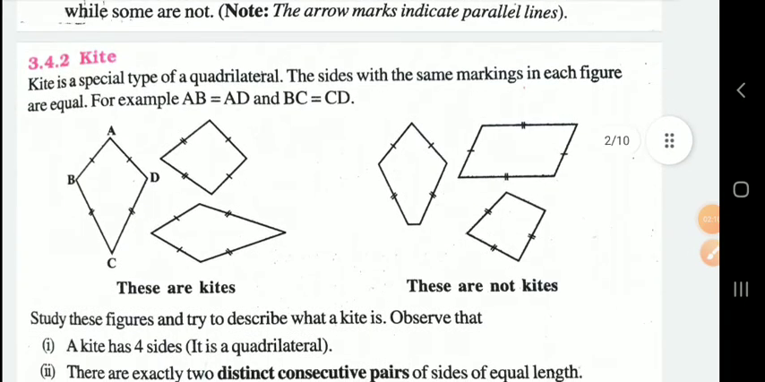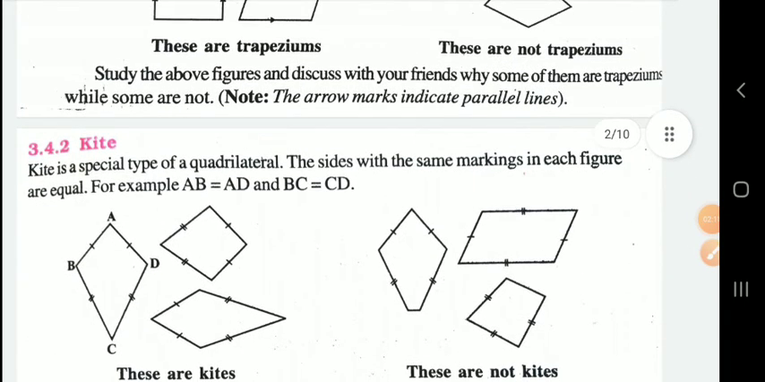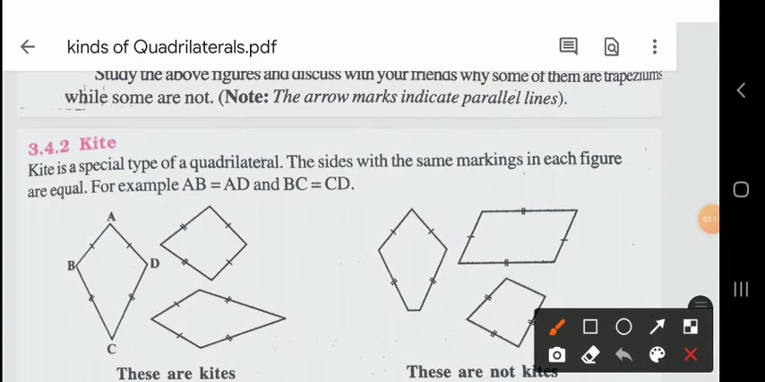Now the next type of quadrilateral is kite. Now what is kite? Kite is a special type of quadrilateral. Look at the figure. These are some figures of kites and these are not kites. Why are these kites? In kites, look at here, AB is equal to AD and BC is equal to CD.